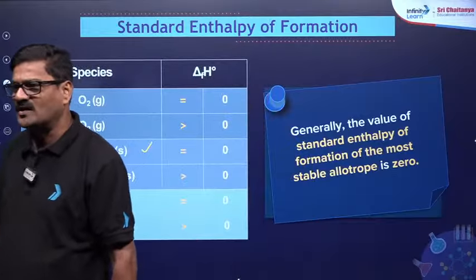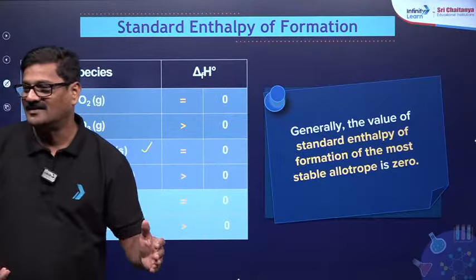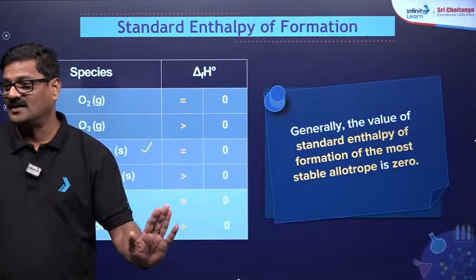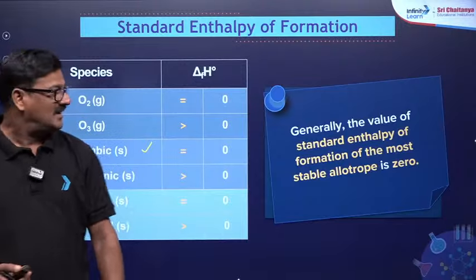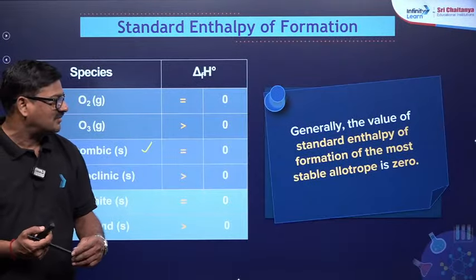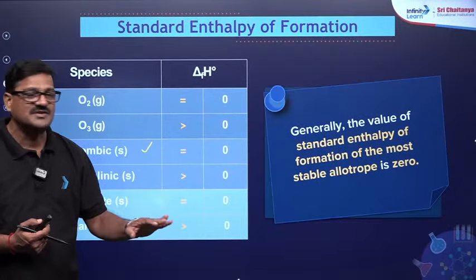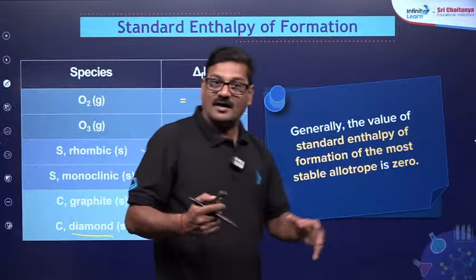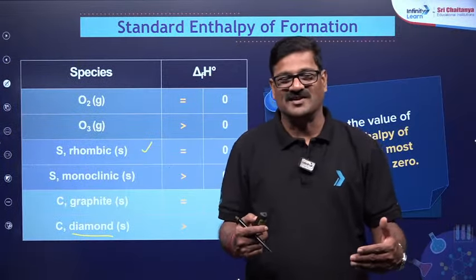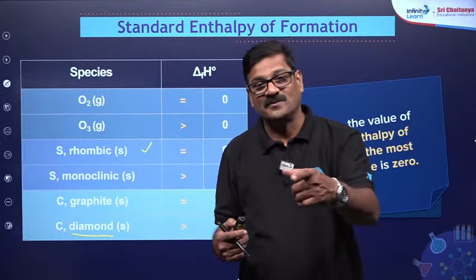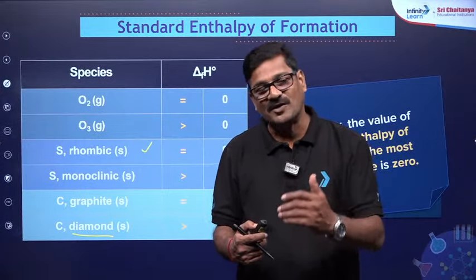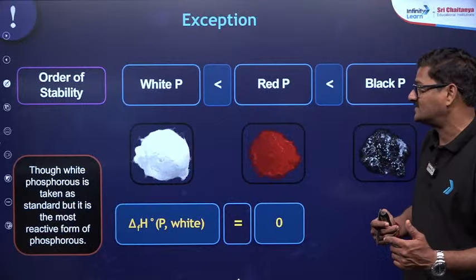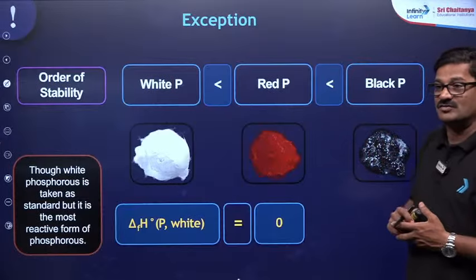You may say CO2, NO2, no, these are compounds, beta. CO2 is a compound, not an elemental state, right? And generally the value of standard enthalpy of formation of most of the stable allotropes is 0. So you can say diamond is hard. It doesn't mean that it is stable, okay? And you know, graphite is said to be thermodynamically stable. Exceptions are there. White phosphorus, some exceptions are there, my dear children.